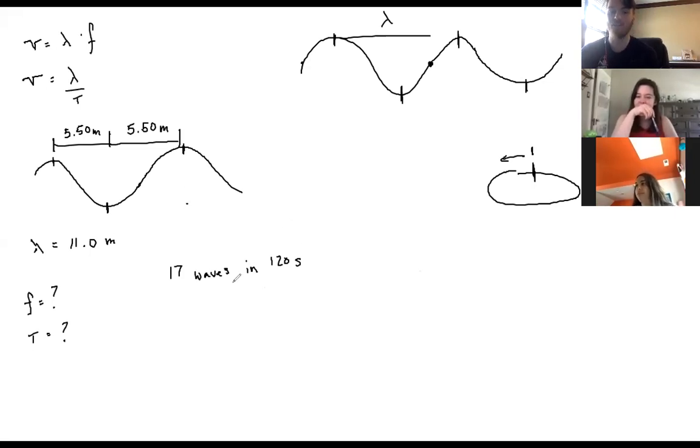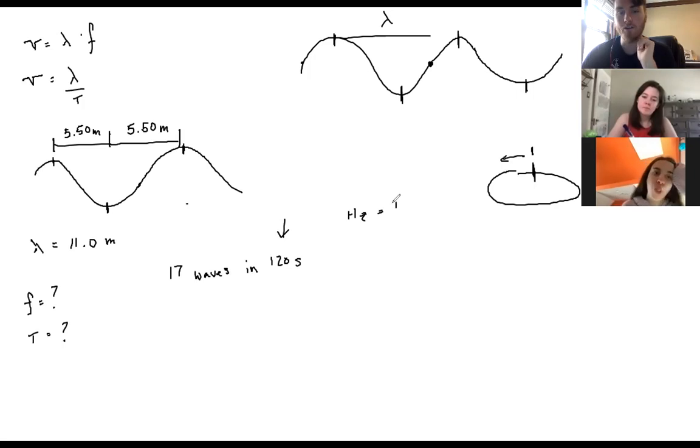So how are we going to find the frequency if we have 17 waves in 120 seconds? Would you do 1 divided by 120 or 1 divided by 17? So you're on the right track. You're knowing we have to get this 120 to 1, because 1 hertz is just 1/seconds. So by itself, if we want our 1/seconds, we need to get that 120 over 1. And to get 120 to 1, we just divide this by 120.